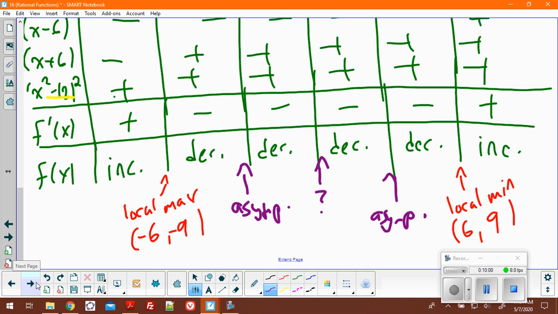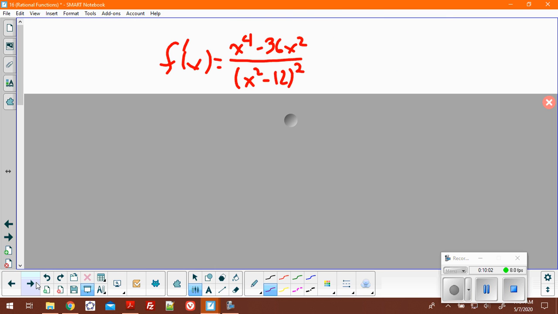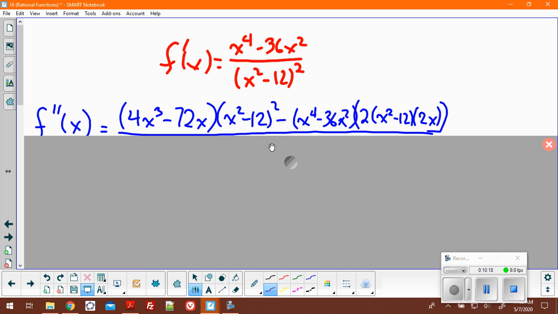Now that we've done that, we go on to the second derivative. So here's my first derivative. And now I have to take the derivative of this. If you're already saying yuck, I don't blame you. It's just a bunch of algebra that we have to push through. So the derivative of the top is 4x cubed minus 72x times the bottom. Then subtract the numerator times the derivative of the denominator.